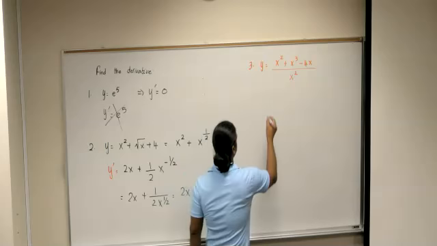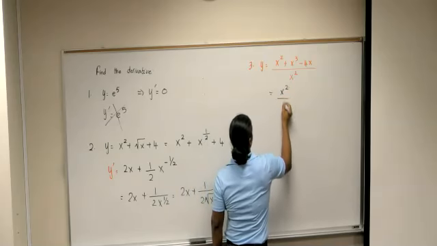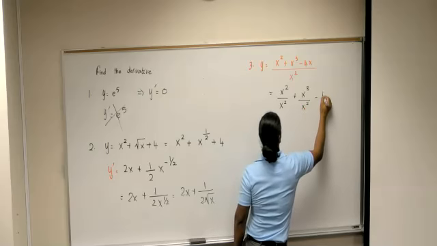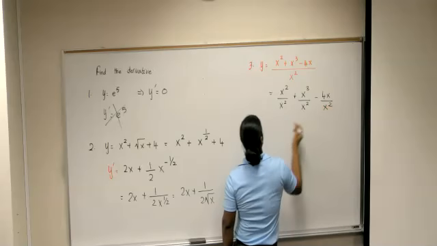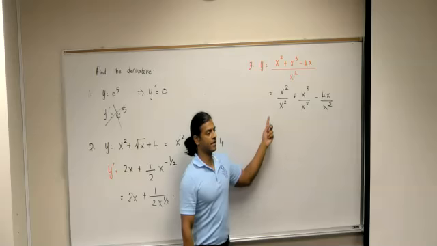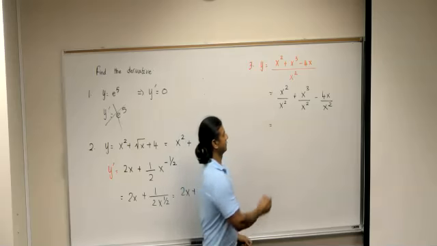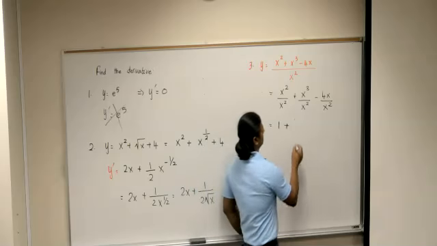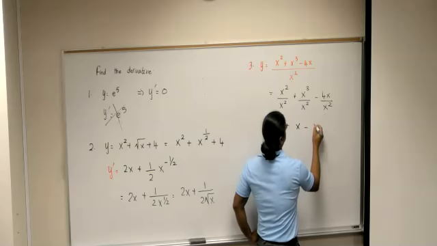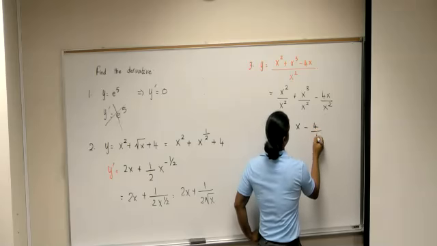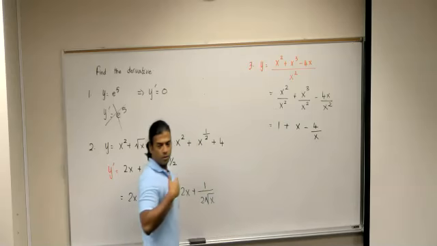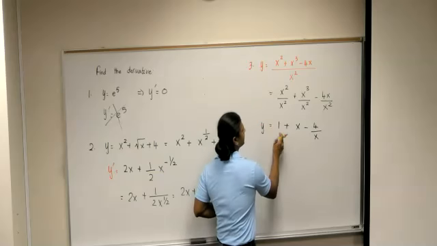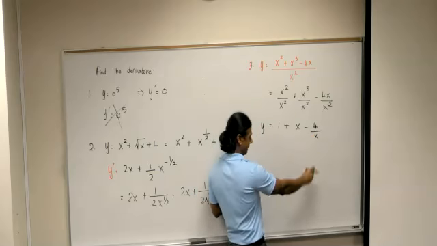Okay. So the very first step would be to split it up. What happens to x squared over x squared? It's one. X cubed over x squared would just be x. 4x over x squared would be 4 over x. So all I did is I rewrote the function as y equals 1 plus x minus 4 over x.